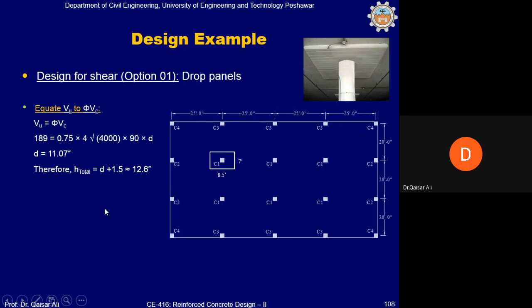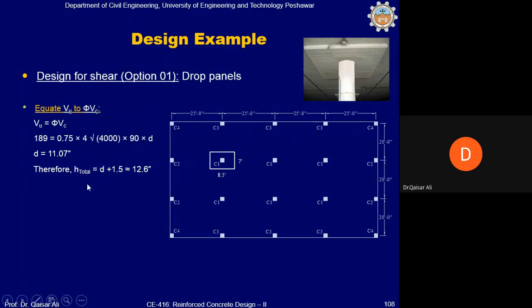So either we should increase the thickness of the slab from 10 to 11.07 inch, which will unnecessarily increase the weight of the slab because 1 inch of concrete will be provided everywhere in the slab. Instead, if we provide a drop panel in the vicinity of the column, because the increase in slab thickness is required only in the vicinity of the column, not everywhere. So that can be done by providing a drop panel.